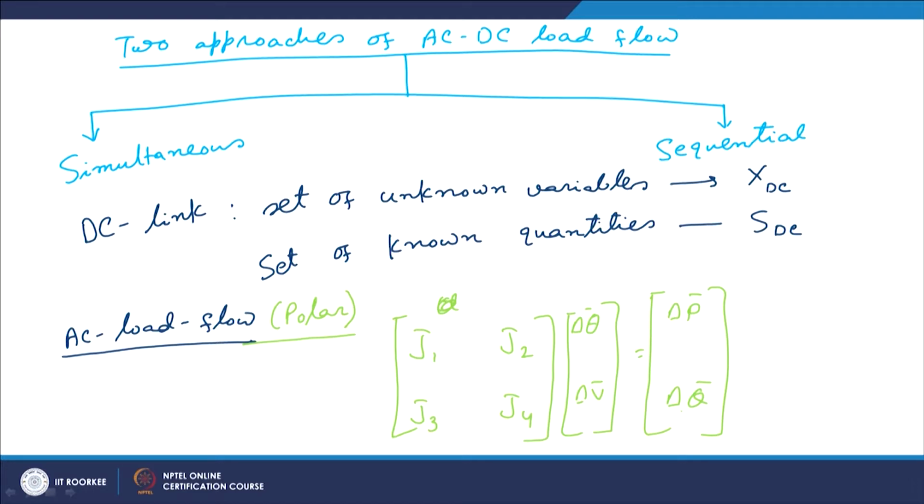Now, when we are trying to solve the DC system equations along with the AC system equations, we get the simultaneous method of solution. So, in this case my total set of unknown quantities would be delta theta, delta V and let us say delta x DC.